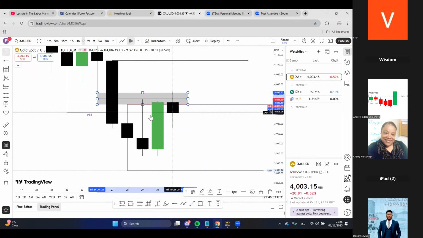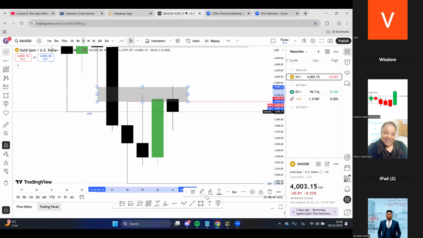Did any of you catch this trade on Friday? I saw it, but I was scared and jumped out of it again. I saw it, but I jumped out of it. I kind of didn't take it.